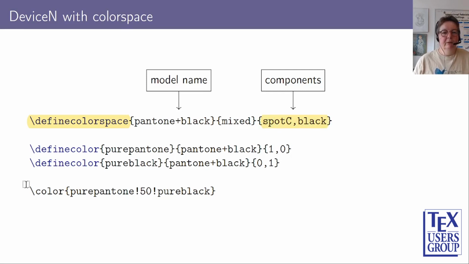Once you have defined the model, you can define colors with a define color command, which simply uses as model the model that we have defined before, and gives the color names. And again, it's quite useful to create orthogonal colors so that you can use normal mixing commands later, or mix expressions. Color pure Pantone and pure black will then do the same as it did in our previous example.